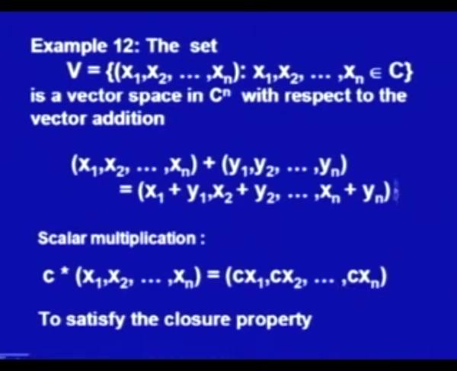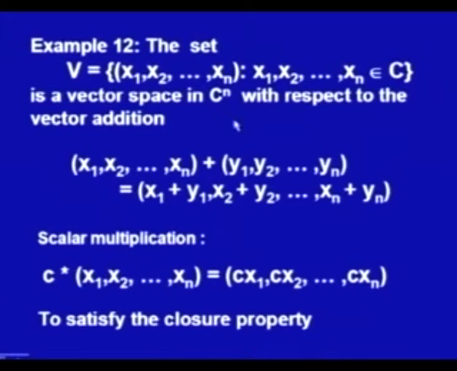Now, you may notice that here I am considering all these numbers belonging to C. This is required to satisfy the closure property, because if C is a complex number, then Cx1 will also be a complex number. So, if these x1, x2, xn are real, then the closure property will not be satisfied. So, this set forms a vector space in Cn.